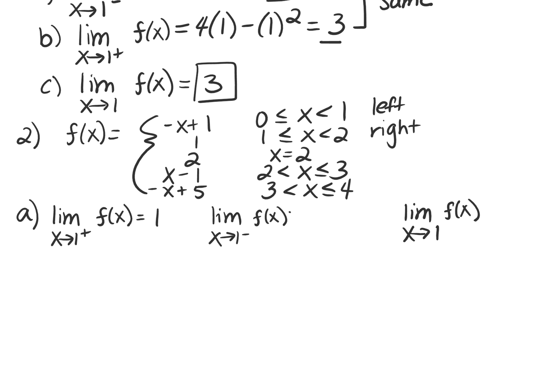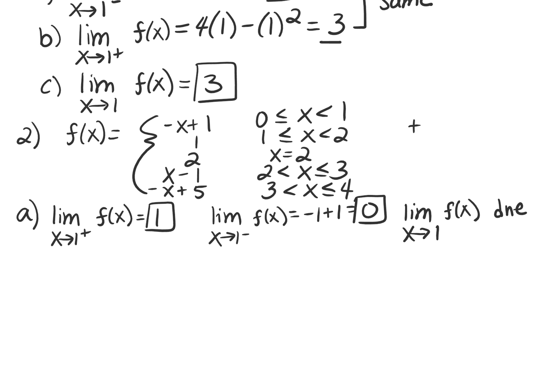If I'm doing it from the left side, I'm plugging into this first function. So I would do -1 plus 1, which gives me 0. Both of those limits exist, but they are not the same. So because they're not the same, the limit as x approaches 1 does not exist. They are going to two different places, so that is no good.